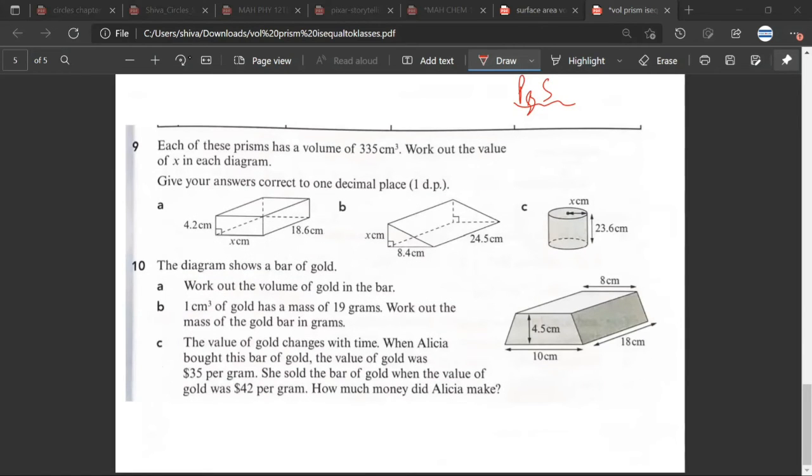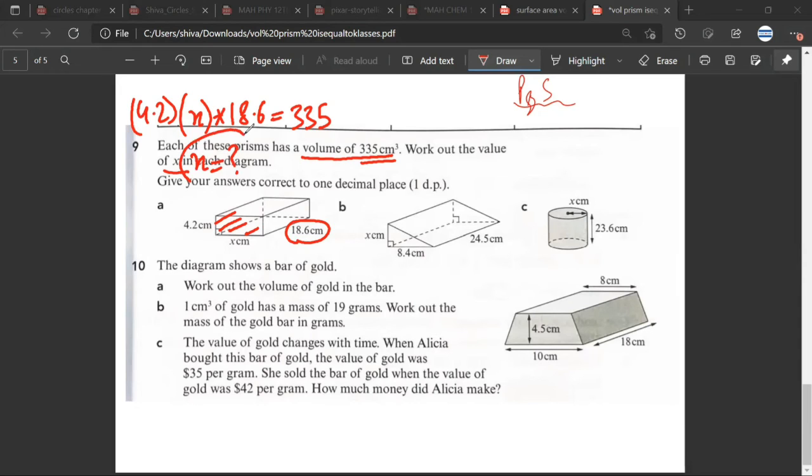Now this is also an easy question, just a bit of a twist. Each of these prisms has a volume of 335 centimeter cube. Find the value of x. Here, the area of cross section would be 4.2 into x. Multiply this with 18.6, and you will get the volume, which is 335. Any doubts, Satya? No doubt, sir. Then you find the value of x.